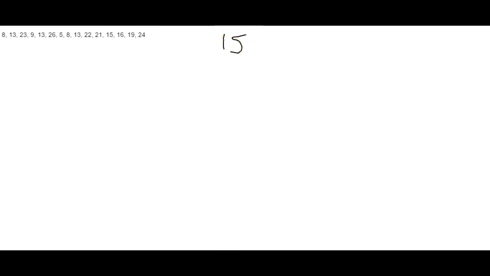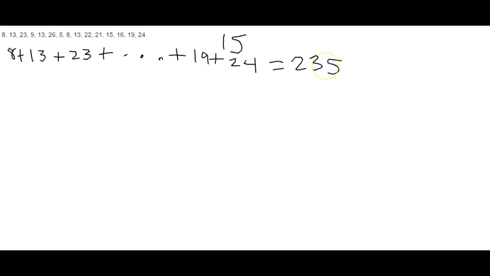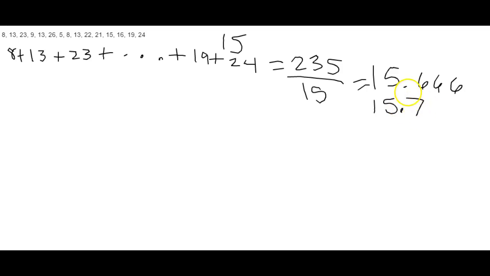Then we are going to add all of the numbers together, every single one on the list. I'm not going to write them all out, just the beginning and the end. If we add them all together, that gives us 235. Then we divide by the number of numbers. There were 15 numbers there, so 235 divided by 15 is 15.666 repeating. Let's round this to the nearest tenth, 15.7.